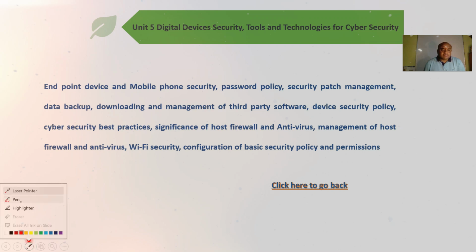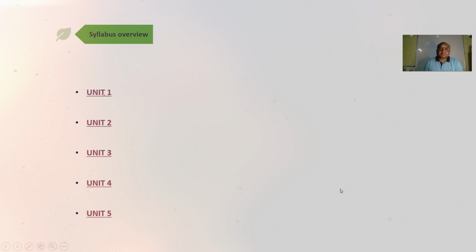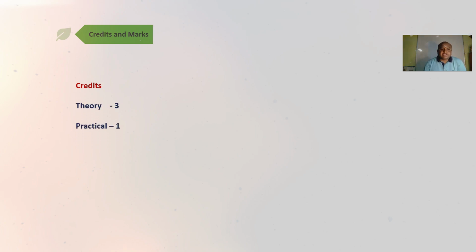Right? So with this, the syllabus overview is completed, and we will go back to the same slide using the mouse cursor pointer. So up to this, about the introduction to the subject and syllabus overview, we have seen in each unit what the contents are. Now we will discuss the credits and marks of this subject. So first we'll discuss credits. Theory has 3 credits and practical has 1 credit. Totally it's a 4 credit subject including theory and practicals.